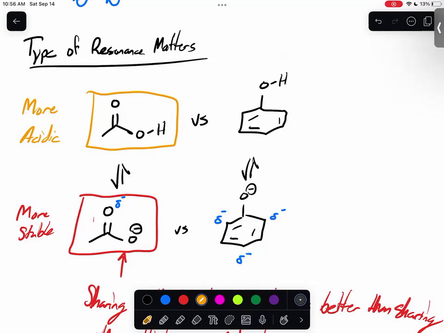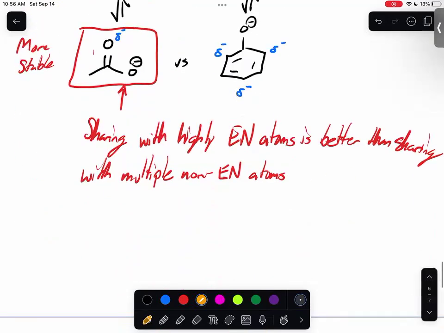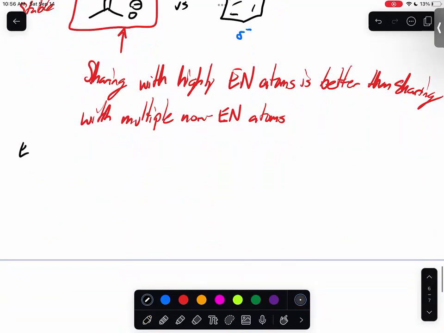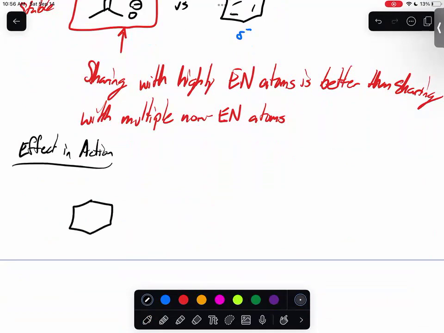All right, let's take a look at this effect in action. Just like before, we can put a bunch of different things onto the same framework. So we'll add on a bunch of nitrogens here.